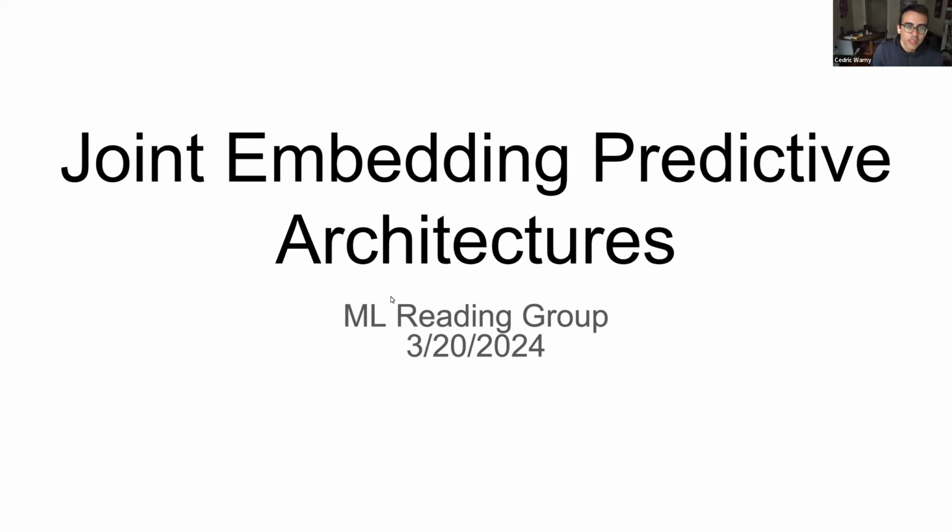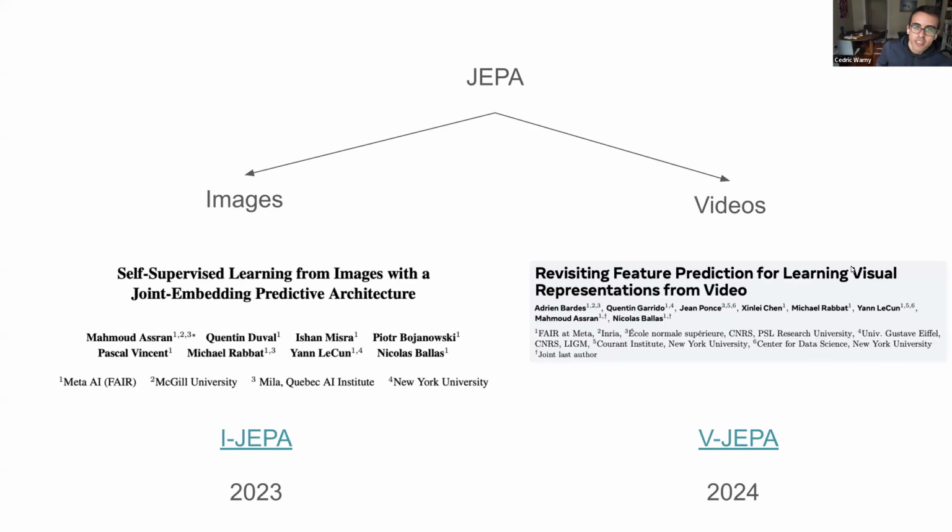Today, I'm going to talk about joint embedding predictive architectures. So the acronym would be JEPA. And I'm going to present two papers, actually, I-JEPA and V-JEPA. I-JEPA was published last year, and V-JEPA was published this year.